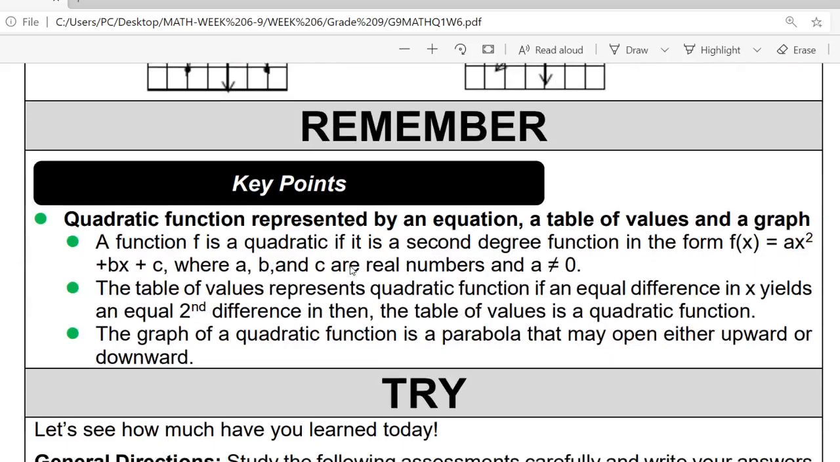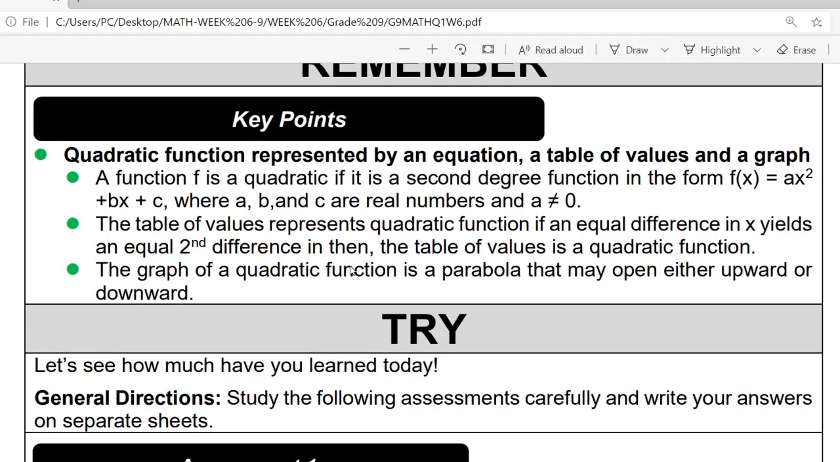Quadratic or not quadratic. So what are the points to remember, or the key points? A quadratic function is represented by an equation, a table of values, and a graph. A function f is quadratic if it is a second degree function in the form f of x equals ax squared plus bx plus c, where a, b, and c are real numbers and a must not be equal to 0.